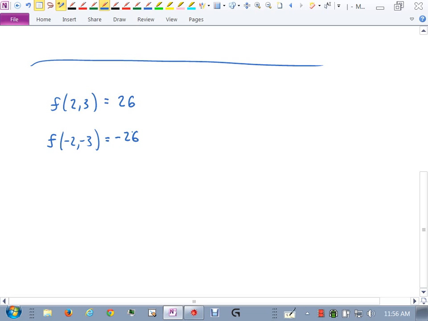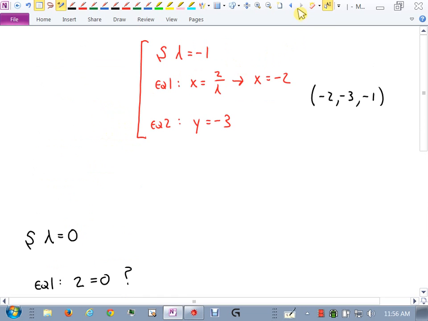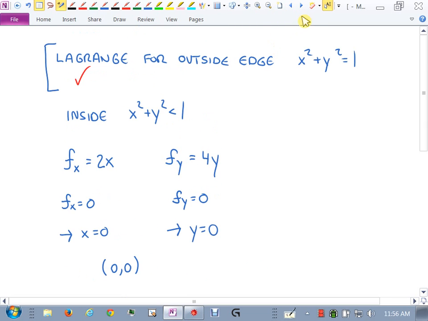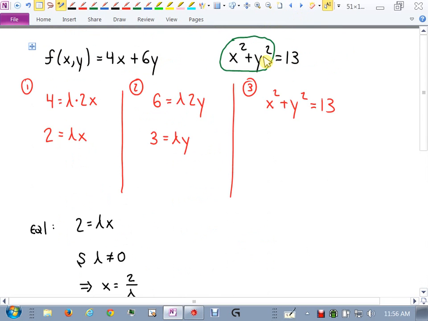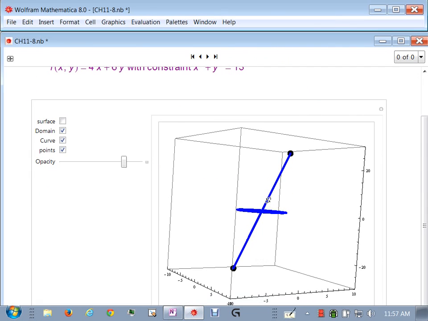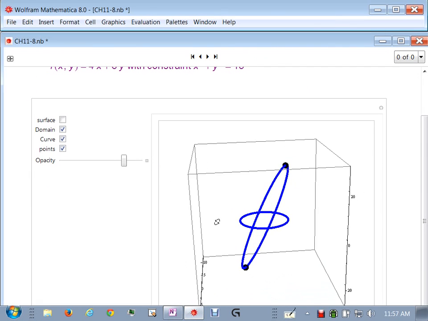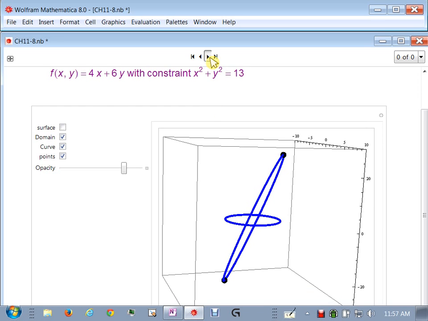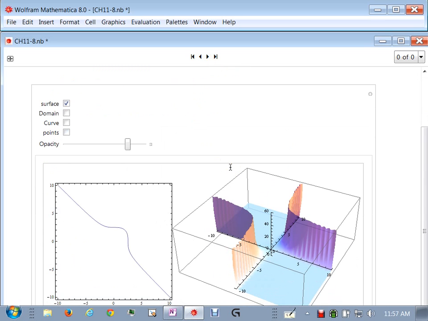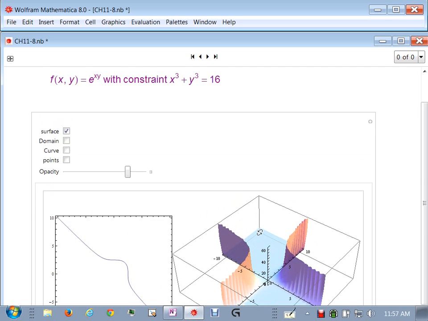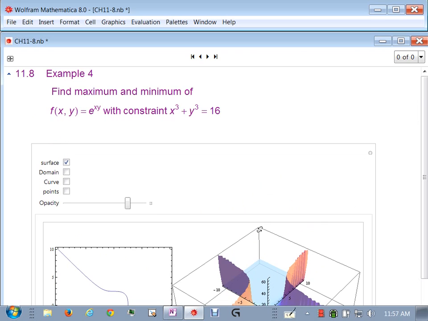You understand what I'm doing there? Plugging that into the original function. Oops, I went too far. Right here, 2, 3, negative 2, negative 3. I believe that matches up with our picture. So do you think you want this on the test or not? Maybe I should show you a few more, like this one.